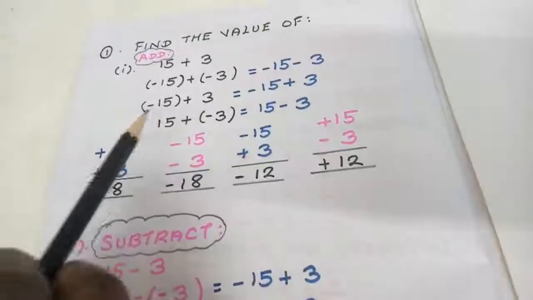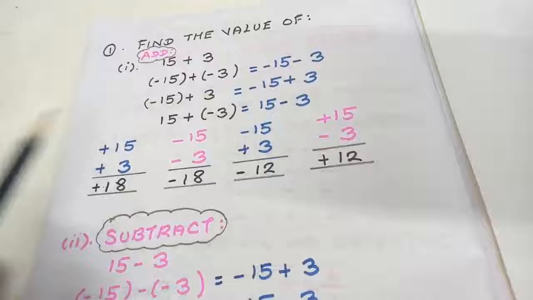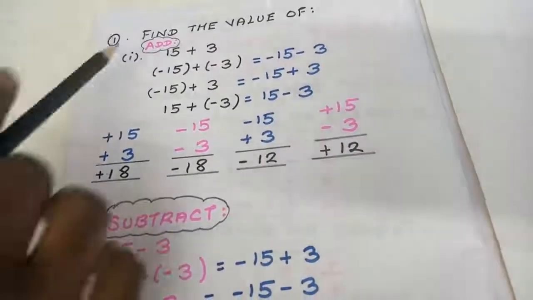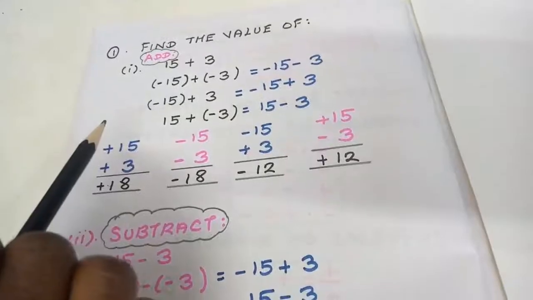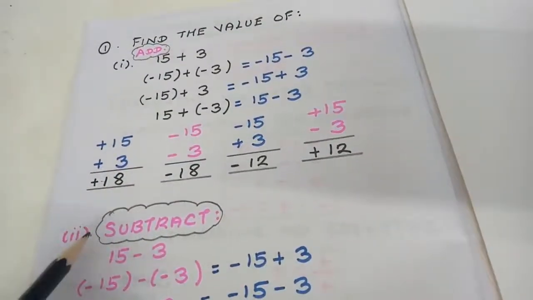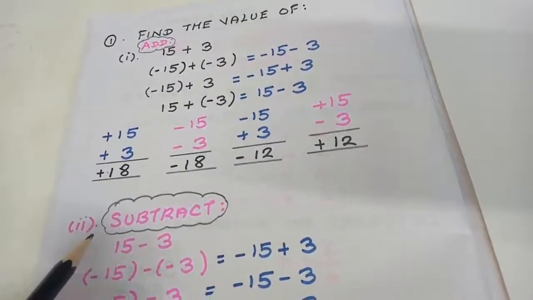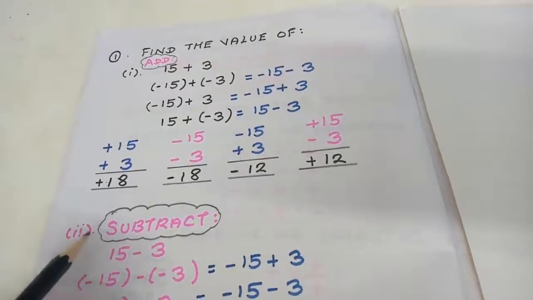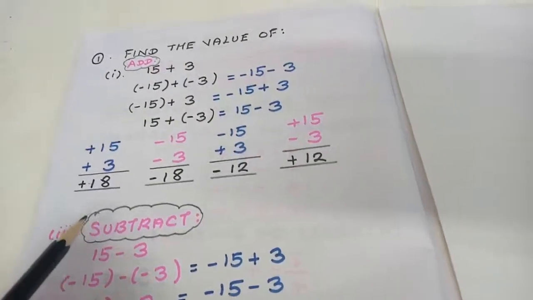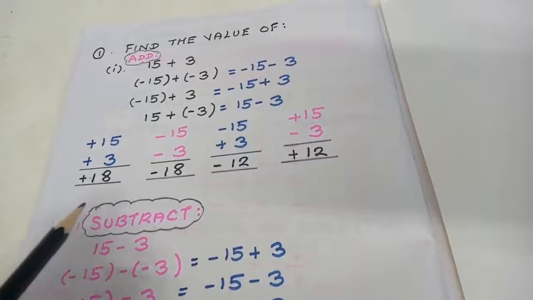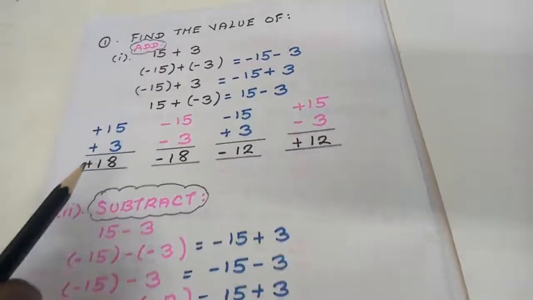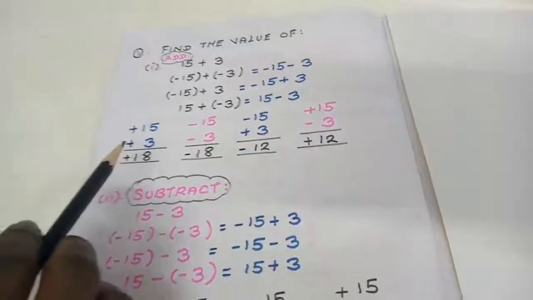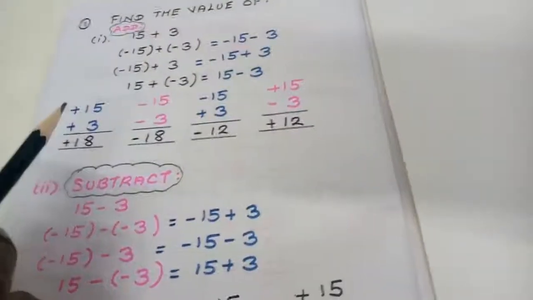First question, find the value of. I have taken only the numbers 15 and 3, students. Based on those two numbers, I have done addition, subtraction, multiplication as well as division. The difference is, if the sign is positive or negative, your calculation will differ and the answers will also be different based on the sign and number.